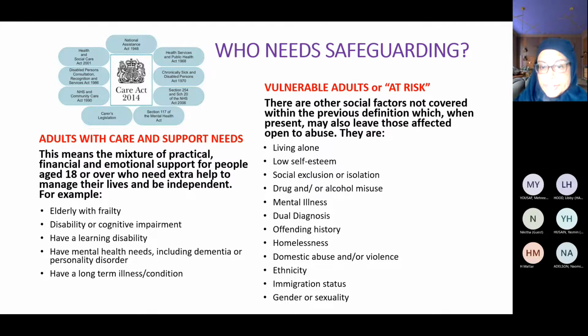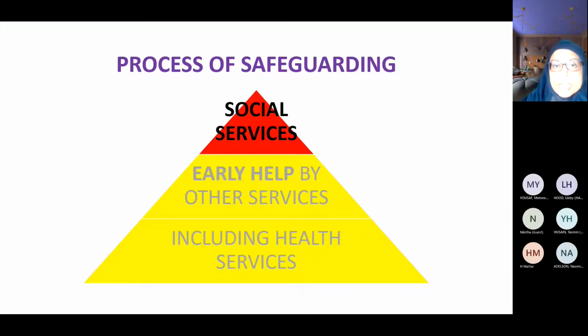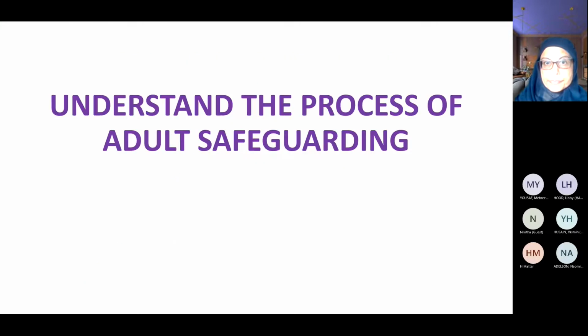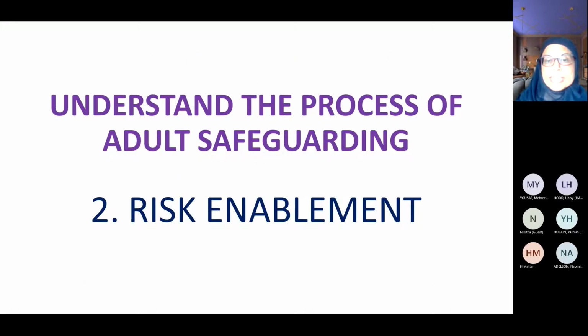Other adults who are vulnerable: offending history, they've been to prison, homelessness, domestic abuse relationships, ethnicity or immigration status, because they may be the subject of racist attacks, and gender or sexuality. So, for example, they may be the subject of, say, a homophobic attack. So this is a process of safeguarding. If we draw a pyramid, social services only deal with the tip of the iceberg, those with care and support needs. So number 2, risk enablement.